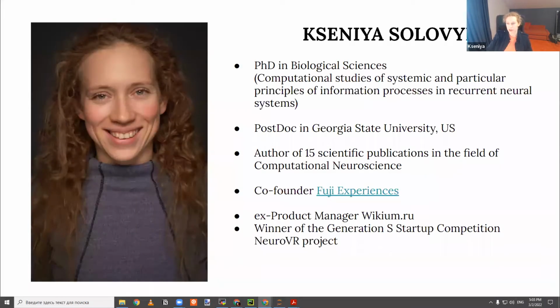So my name is Ksenia Solovyova, and I have a PhD in computational neuroscience. On the one hand, I'm interested in understanding the mechanisms of the brain, and on the other hand, I'm interested in what the states of the brain are and how you can control the transition from one state to another state. Therefore, I work not only in academic science, but also I collaborate with some startups in the field of digital health and mental health.